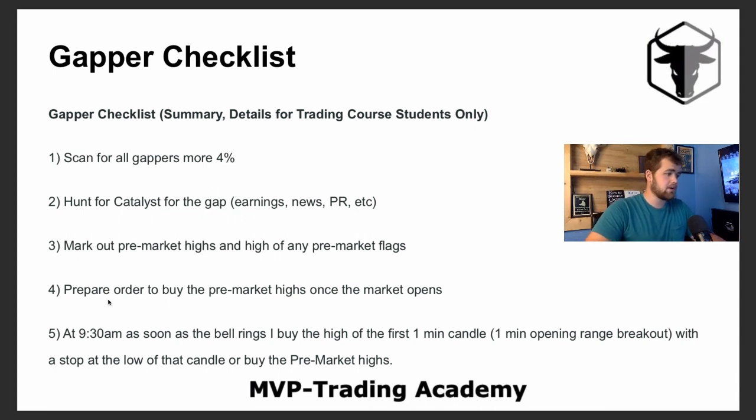So at around 9:30, as soon as the bell rings, I buy the high of the first 1 minute candle. Now really that is kind of at those pre-market highs. It's a 1 minute opening range breakout with a stop below that candle, or I buy the pre-market highs. So really I look for a stock that's moving up. Most of these stocks, like I said, have that low float. They have all this volume and everything like that.